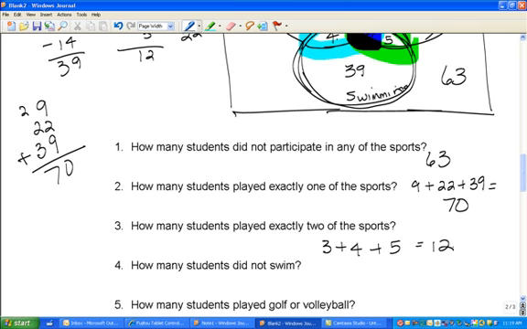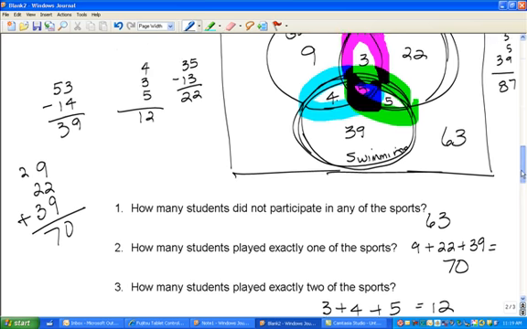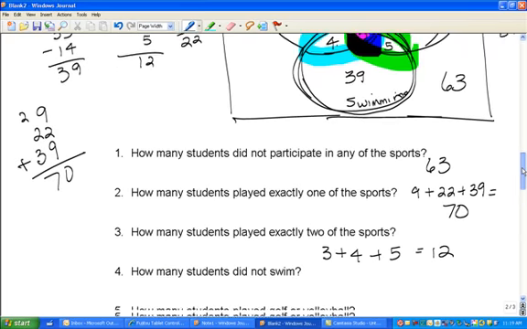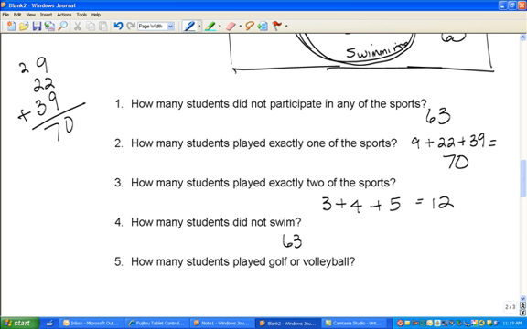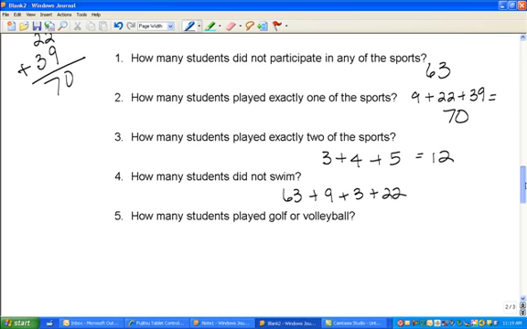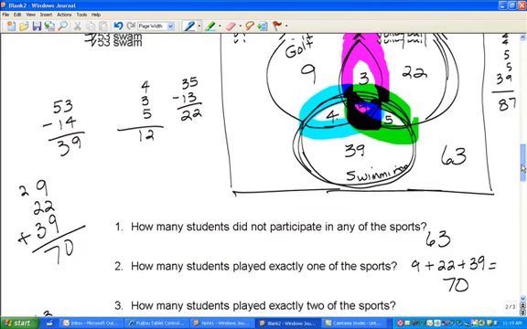How many students did not swim? So we want all the numbers outside the swimming circle. 9, 3, 22, and 63. We don't want to forget that. 9, 3, and 22. Let me double check. 22, and then we don't want to forget the 63. So again, 63, 9 and 3 are 12, and 22, we're going to get 97, it looks like.